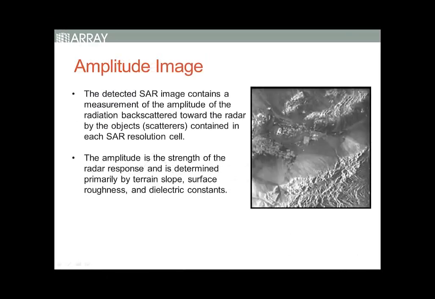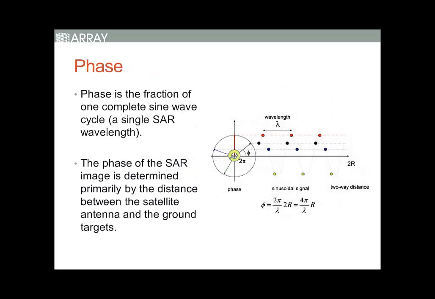Amplitude is the strength of the radar response. Phase is the fraction of one complete sine wave cycle, or a single SAR wavelength. The phase of the SAR image is determined primarily by the distance between the satellite antenna and the ground targets.